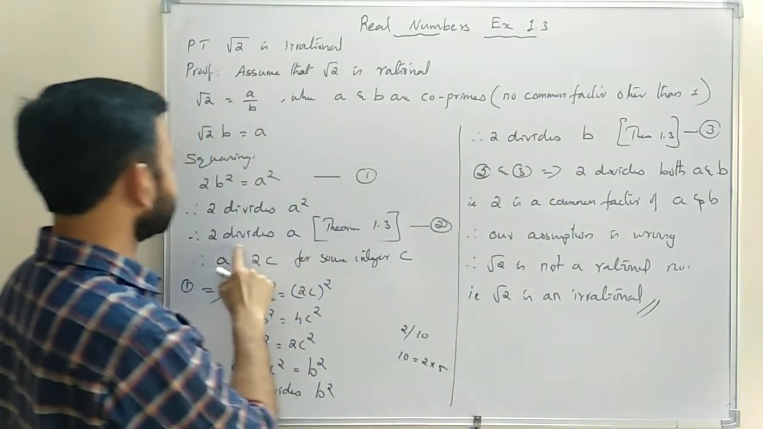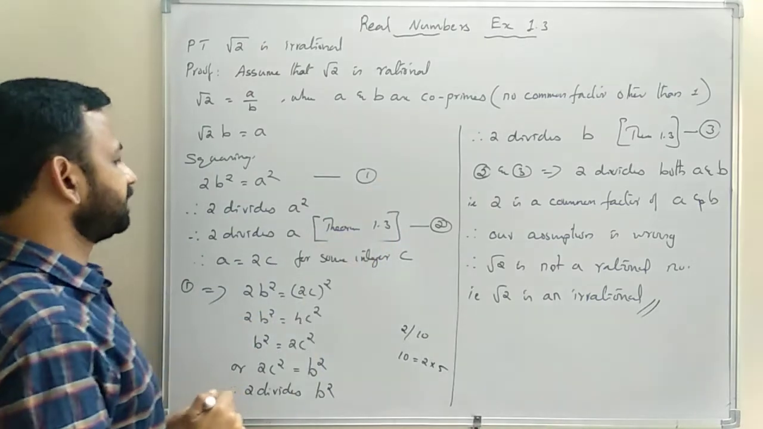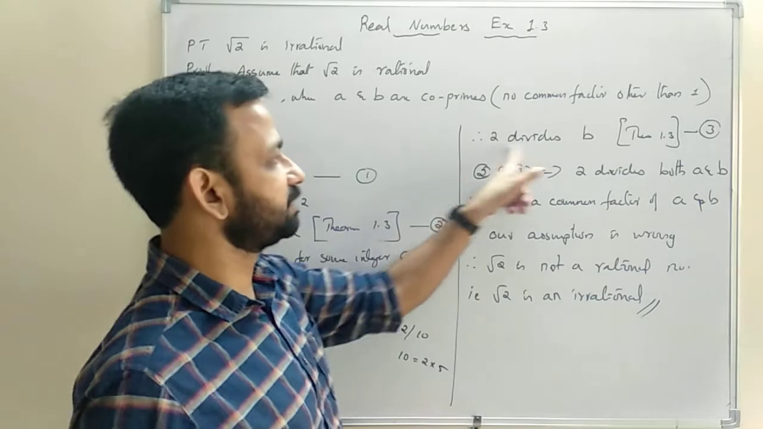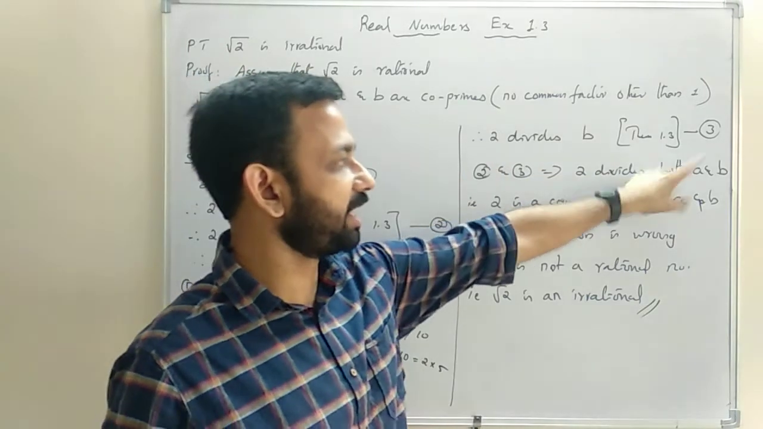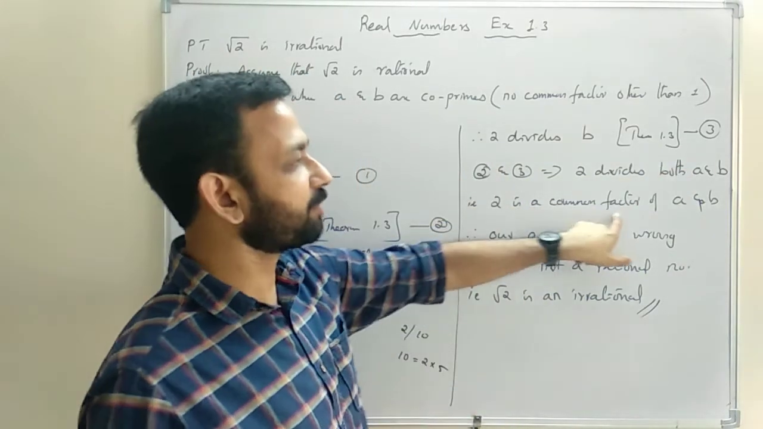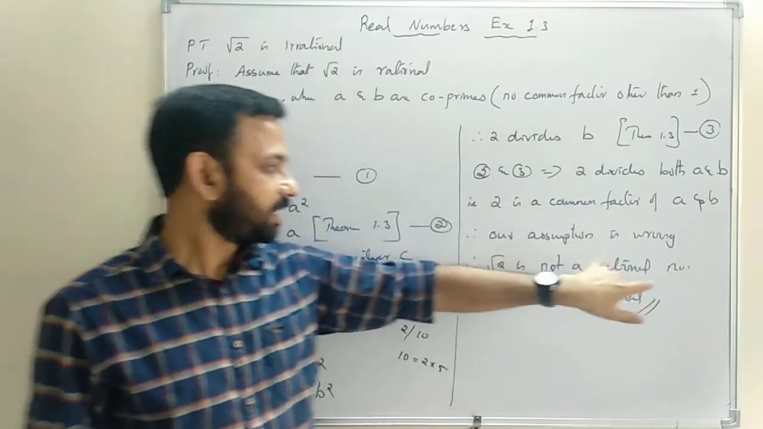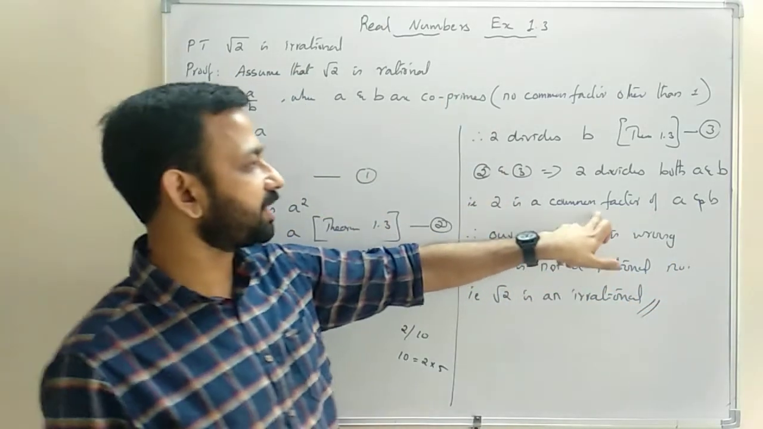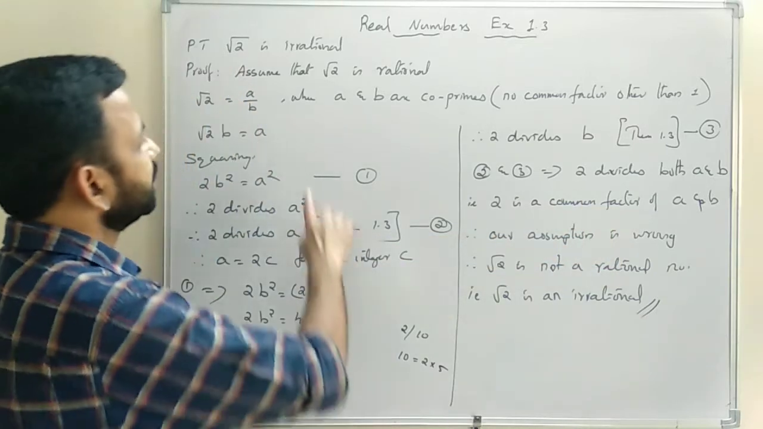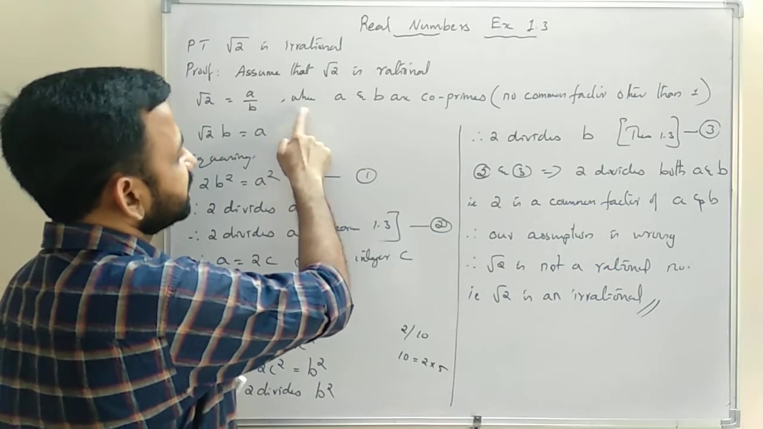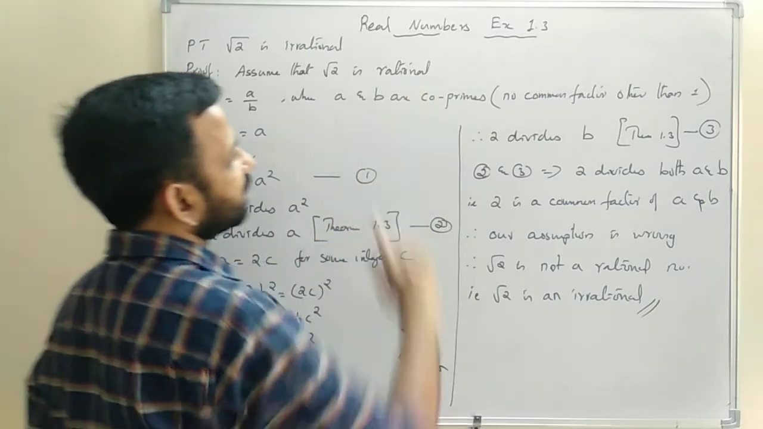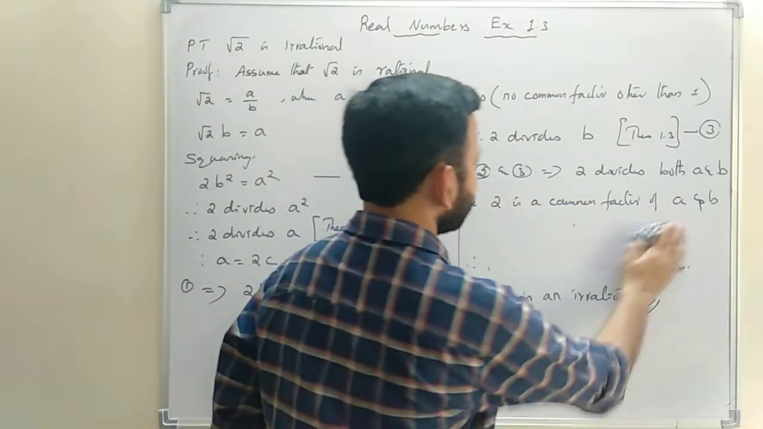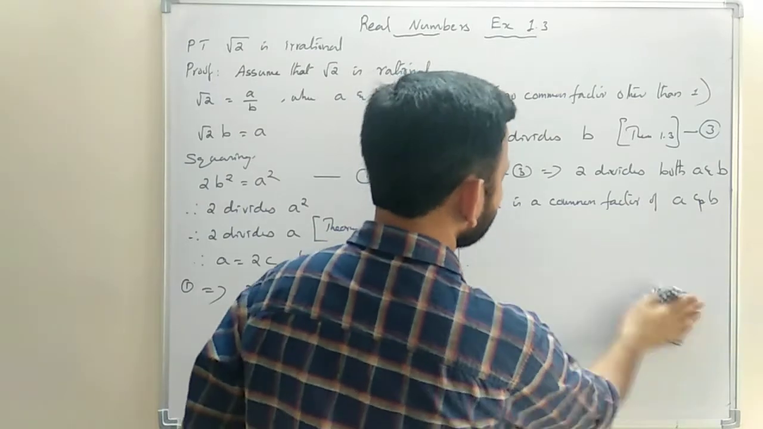Now we can consider statements 2 and 3. From 2 and 3, 2 divides a and 2 divides b. That is, 2 divides both a and b. That is, 2 is a common factor of a and b. We will add that step also here. This contradicts the fact that a and b are co-primes.